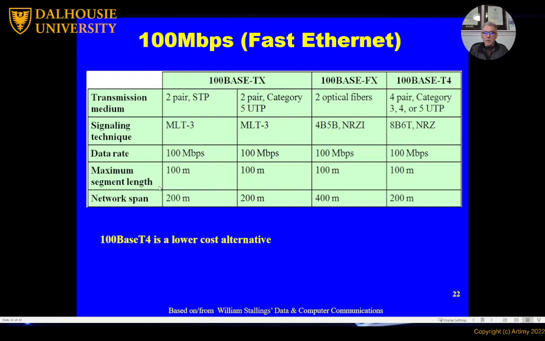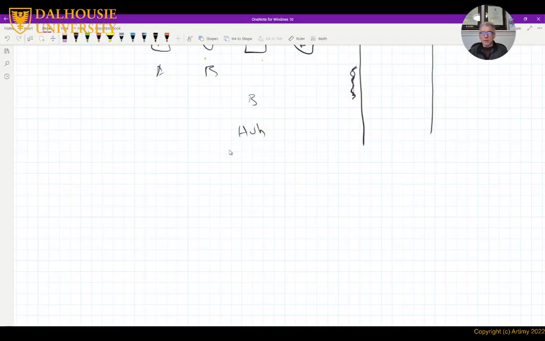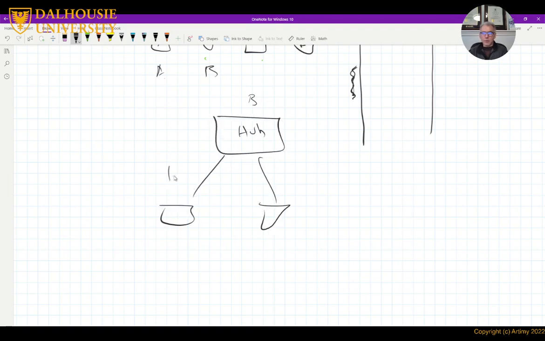And most of the specifications from now on are the same. They keep the data rate, they keep the maximum segment length, the network span. The network span, this end to end, is what I was talking about. So if you have a hub here, and you have a node and a node, this is 100 and this is 100. So the distance end to end is 200, right? So these are the things that you have to be careful about. We don't have to worry about them in this course, but later on.